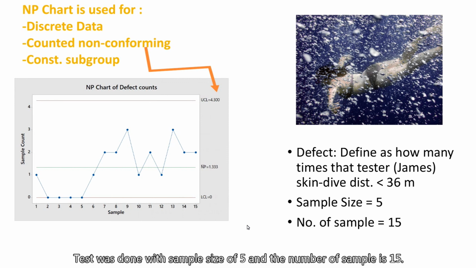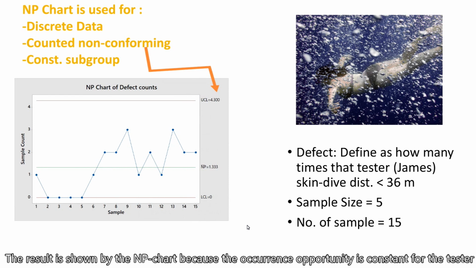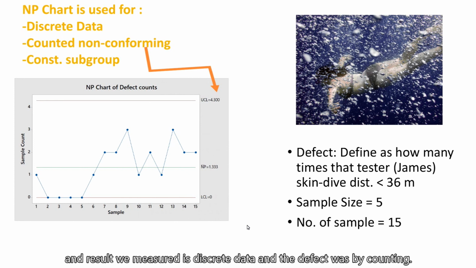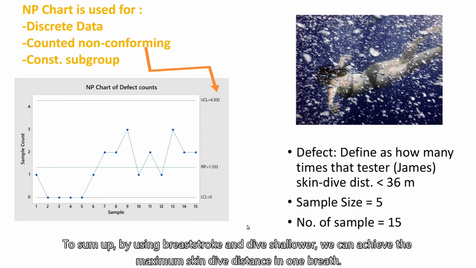The test was done with a sample size of 5 and the number of samples is 15. The result is shown by the NP chart because the occurrence opportunity is constant for the tester and the result we measured is discrete data, and the defect was measured by counting. To sum up, by using breaststroke and diving shallower, we can achieve the maximum skin dive distance in one breath.